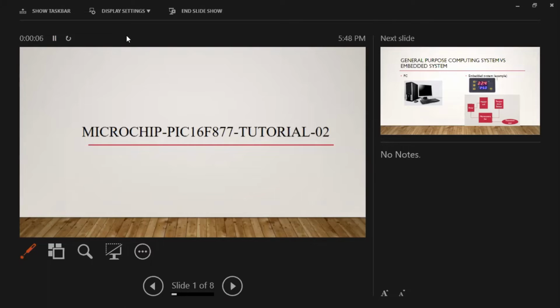Welcome to tutorial 2 on microchip PIC16F877 programming. In this video, we will be seeing the difference between a computer system and an embedded system. We will look at the difference between a microprocessor and microcontroller, how to program the microcontroller, various programming methods available, that is the low-level programming and the high-level programming. We will also see the difference between a compiler and a cross-compiler, and also the basic setup required to kickstart our embedded application.